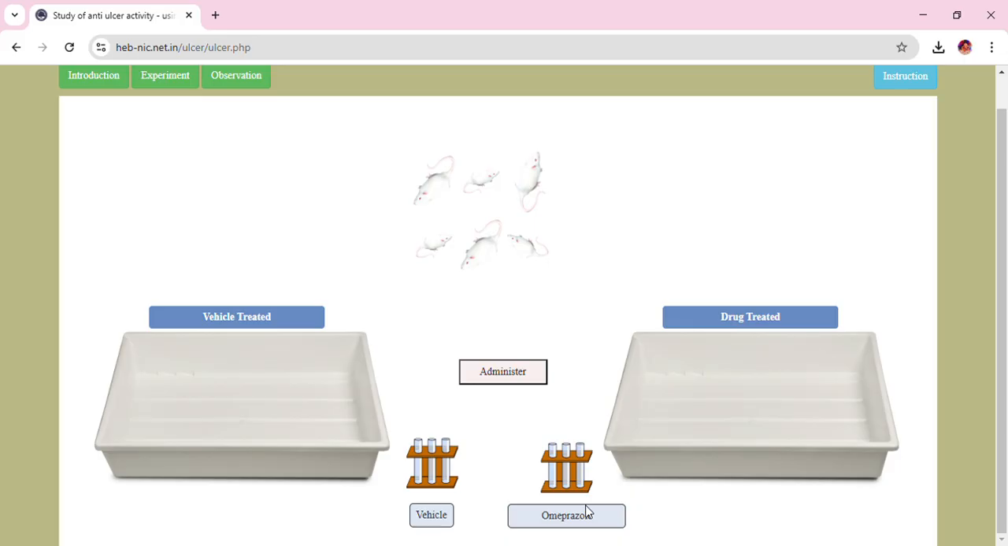Following the rules, the drug administration should be done once for 2 days and 30 minutes prior to the ligation procedure. Before that, we'll understand the different parts of the stomach. Here is the diagram of the stomach.